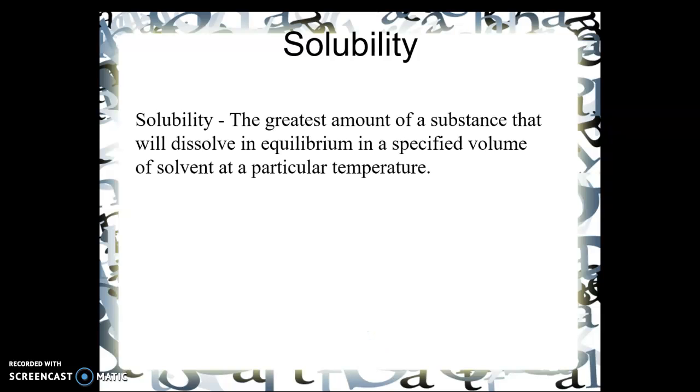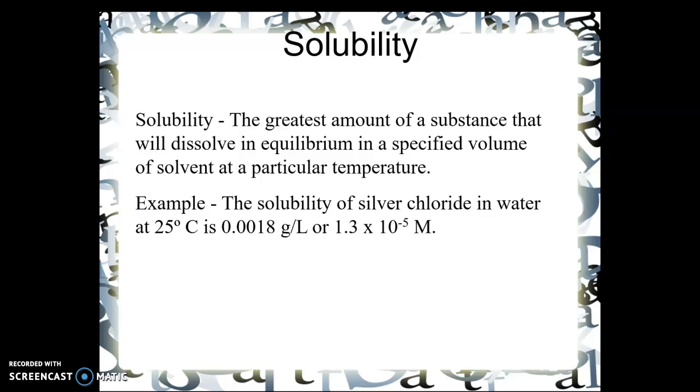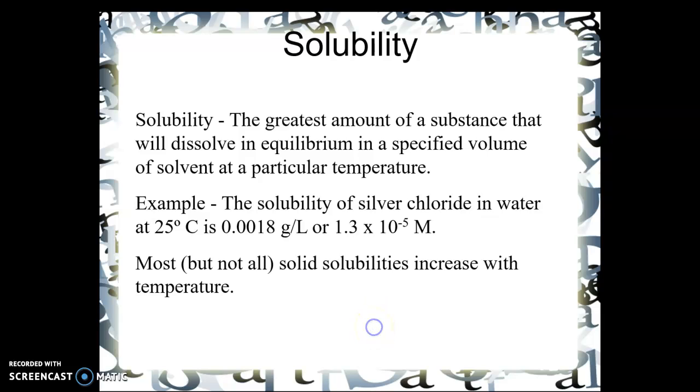Solubility is the greatest amount of substance that will dissolve at equilibrium, making a saturated solution, in a given volume of solvent at a particular temperature. We're almost always talking about water solutions. For example, silver chloride will dissolve in water, but not very well. At 25 degrees, you can get 1.8 milligrams in a liter, 1.3 times 10 to the negative fifth molar. That's very, very little. Now, most, but not all, solid solubilities will increase as the temperature increases.